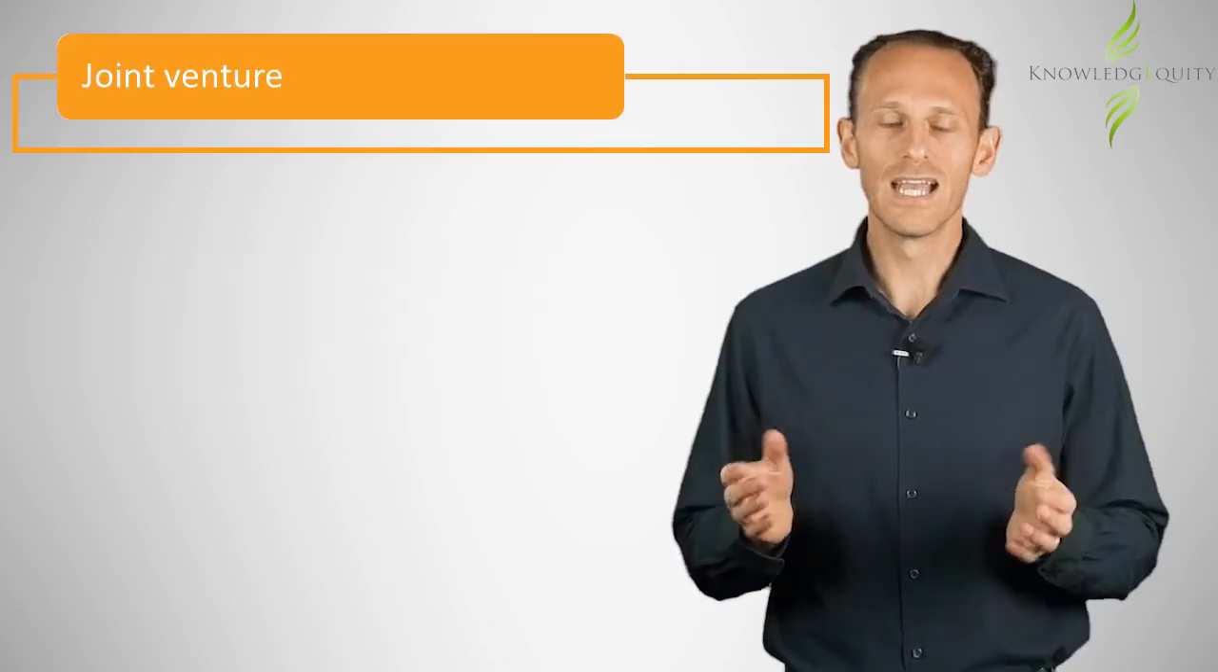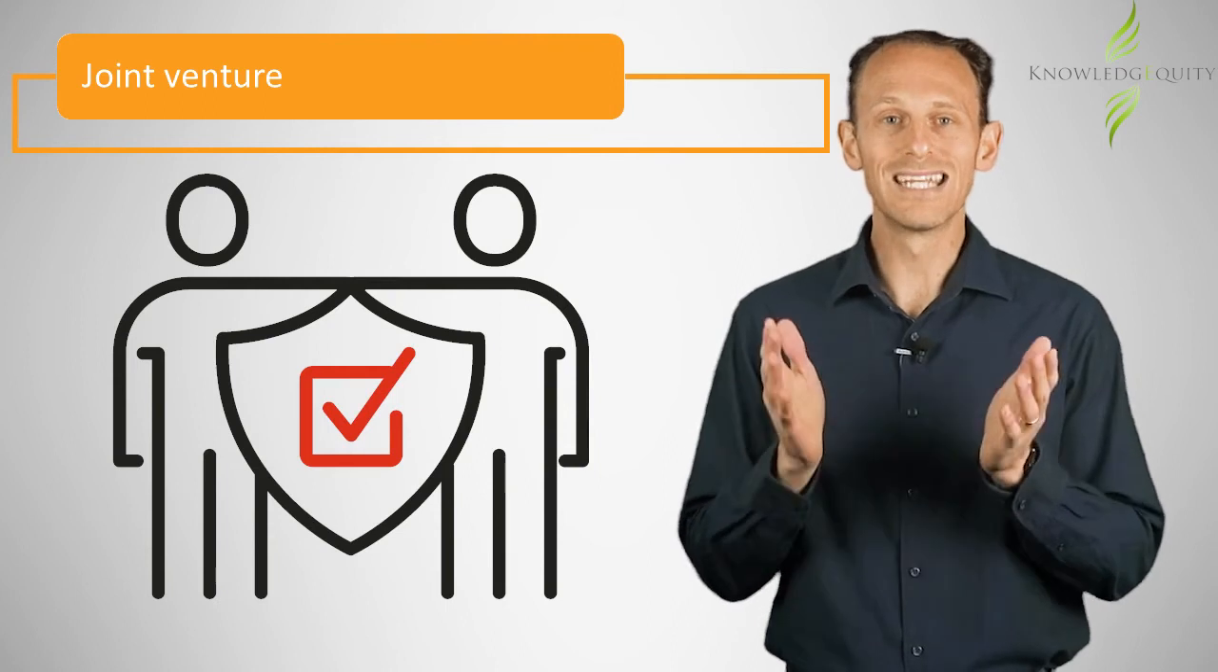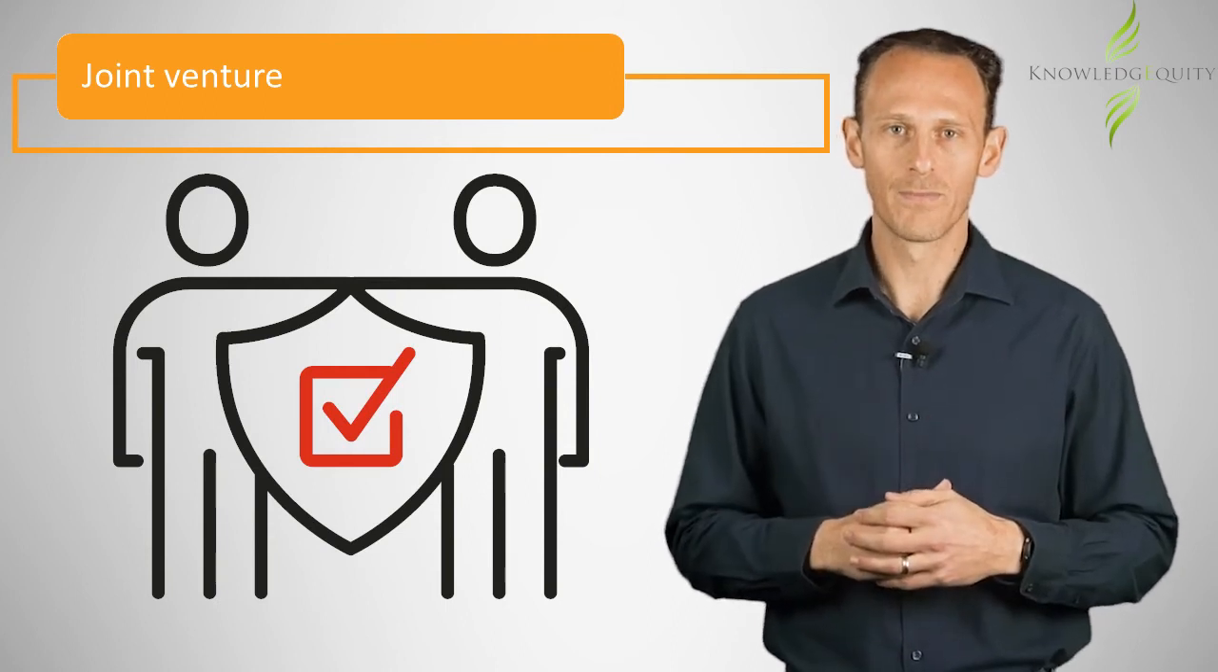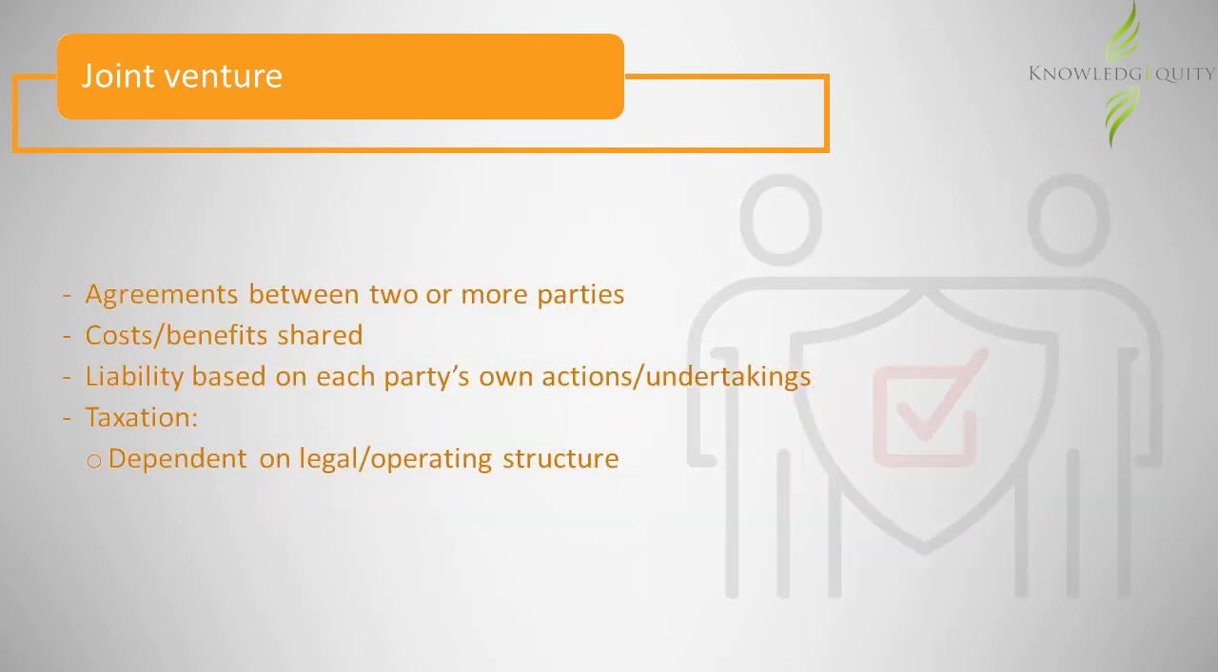A joint venture is an agreement between two parties to carry on a business together. The parties pool their resources together with the aim of achieving a specific goal, which they would otherwise be unlikely to achieve individually. A joint venture operates through agreement, where each party shares in its revenues, costs and profit, but where each party is only liable for their own actions and undertakings.